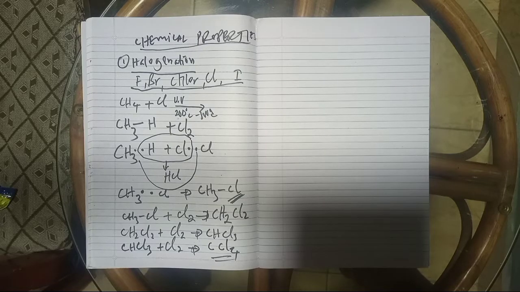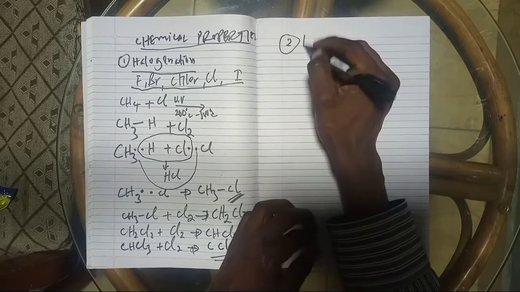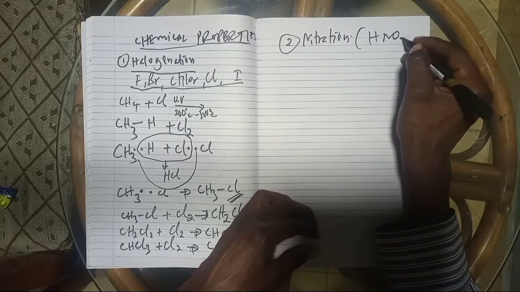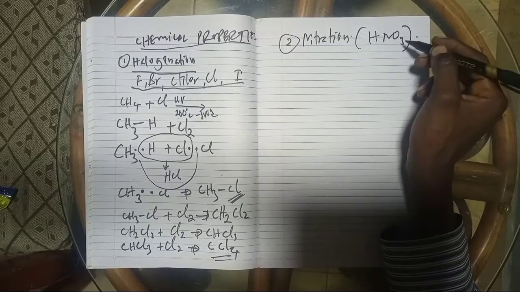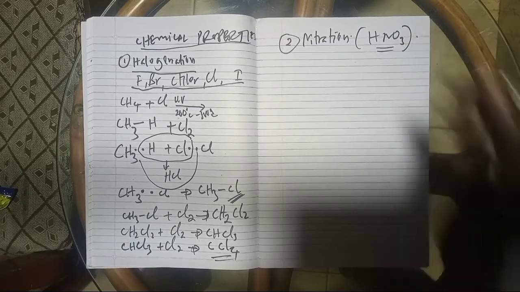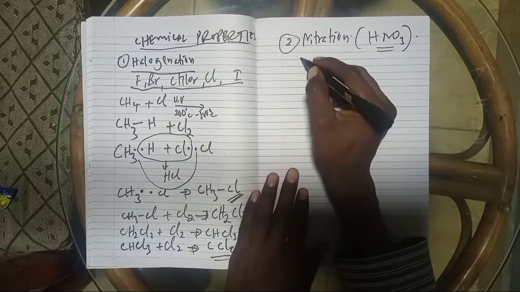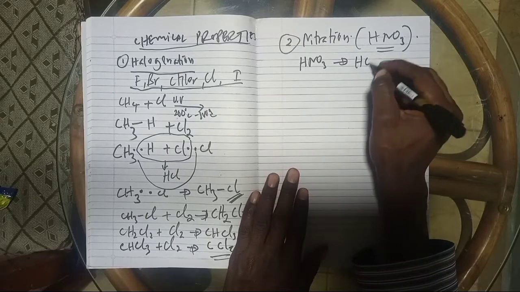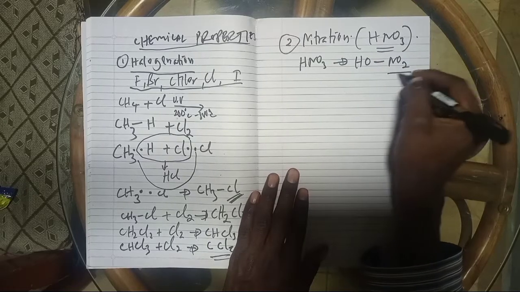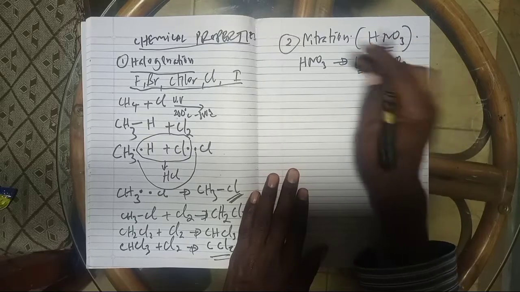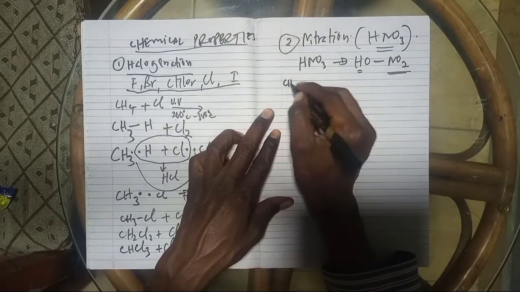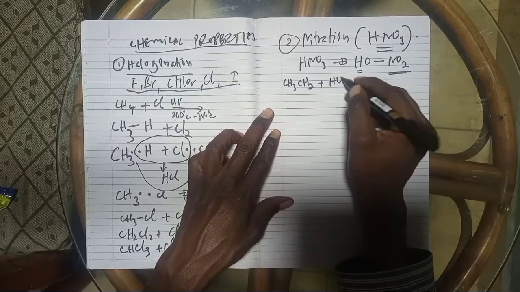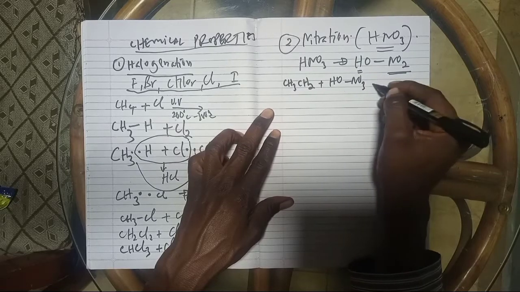And then the other one is called nitration. The second reaction is called nitration. Nitration means the addition of nitric acid to the compound. That is what we call nitration. And this nitric acid is written in this way. Now, if you have ethane, this is ethane, and you add nitric acid to produce.